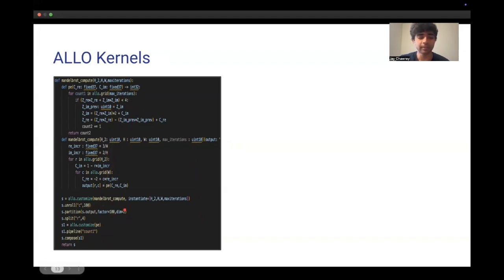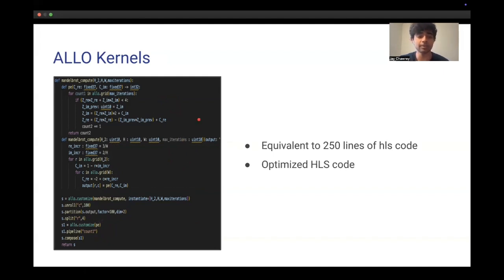We can use unrolling, we can use array partitioning, we can do all these things without even changing the algorithm structure. Also, there's a primitive called split. We can do tiling. These are a few of the primitives that ALO provides, and there are many more. As we can see, this Python code is equivalent to 250 lines of HLS code, which is rather more optimized compared to what a programmer could write. And it handles dependencies between different kernels.